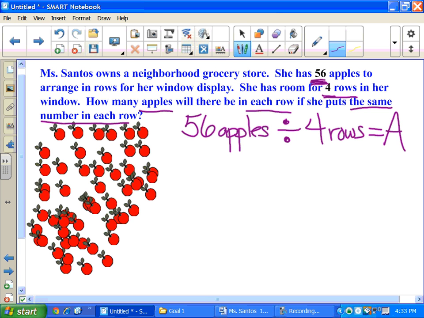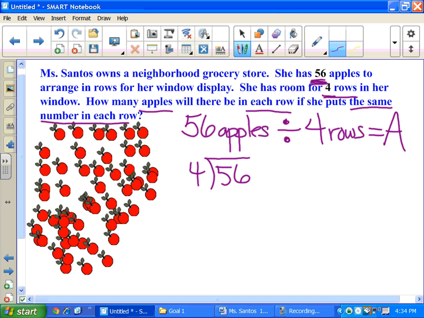And so I'll use the letter A for apples. So that is what we're looking for, the apples that end up in each row. This is the sentence notation for writing 56 divided by 4. The other notation that you can have is this, and it looks strange, but we would write it as 56 underneath the bracket divided by 4.